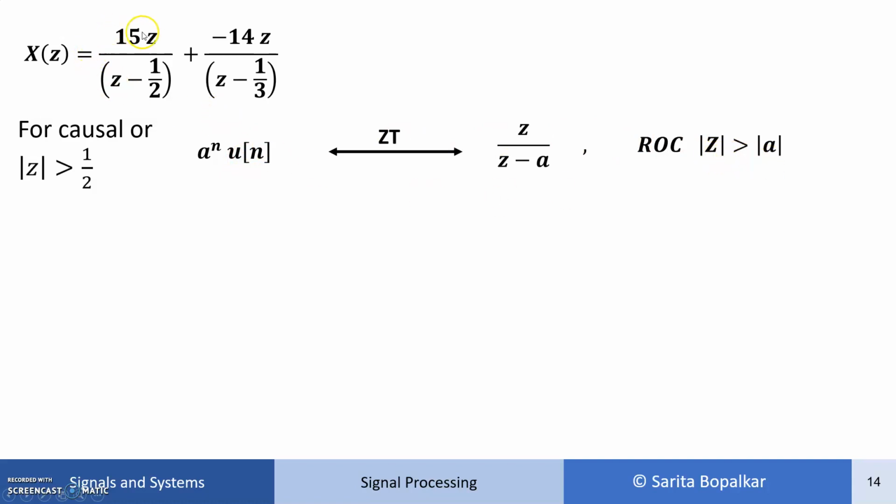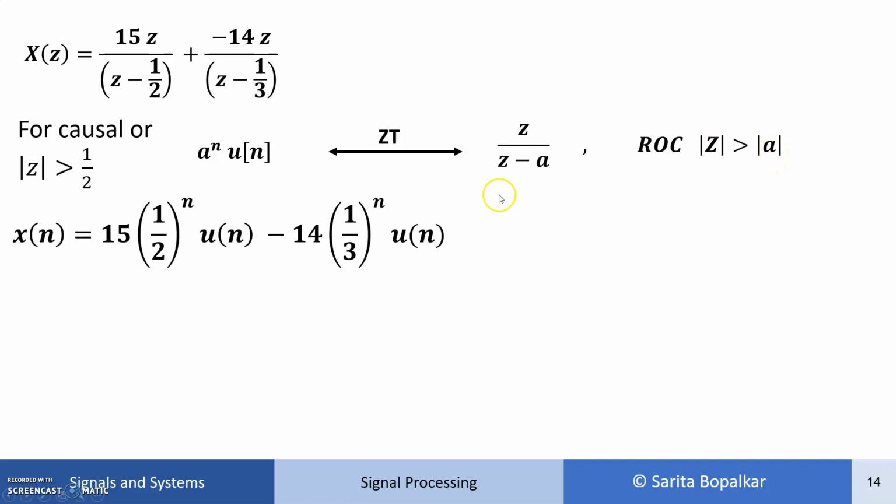Now check the first form, Z upon Z minus a. a is here 1 half. So for causal, the inverse is a raised to n, meaning 1 half raised to n u of n, and ROC will be mod Z greater than a, which is 1 half. Like this, for the second term, minus 1 by 4 as it is, Z upon Z minus a where a is 1 by 3 here. So 1 by 3 raised to n u of n, and in this case ROC will be mod Z greater than 1 by 3.